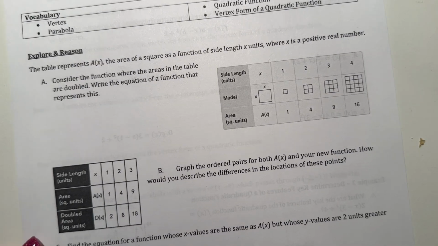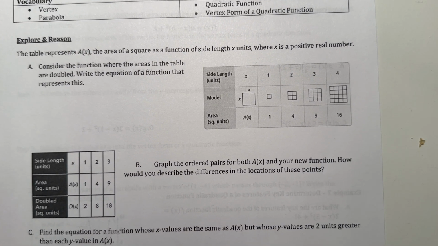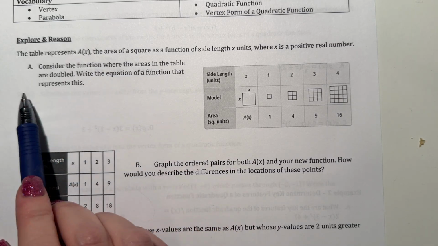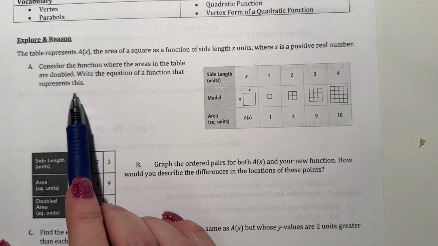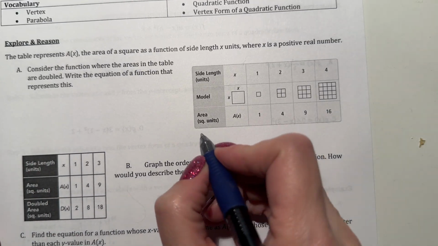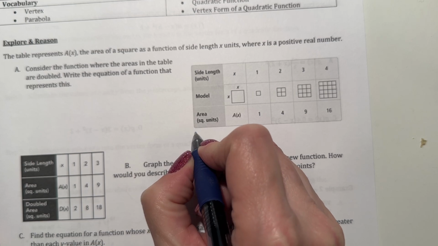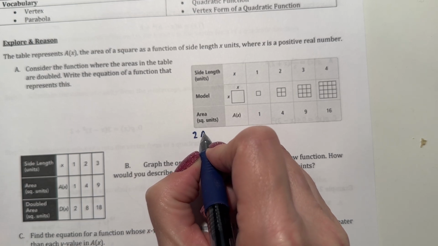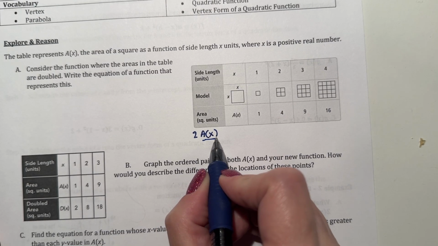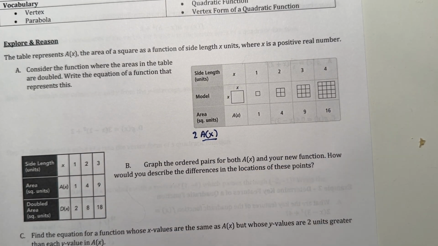All right, so first of all, let's start with the explore and reason part up here at the top. It says consider the function where the areas of the table are doubled. Write an equation that represents this function. Okay. So the area is doubled. So I'm just going to write 2 times the area of x. That's just your typical function notation, so 2 times.